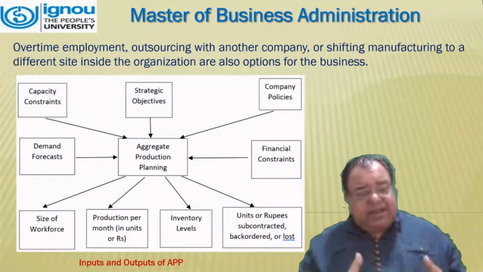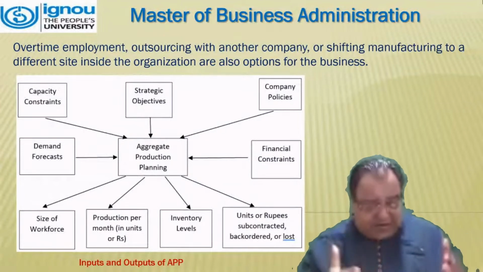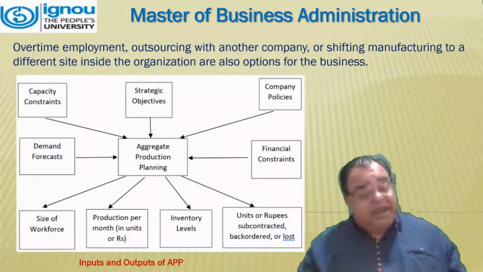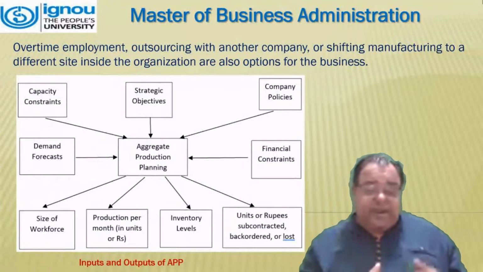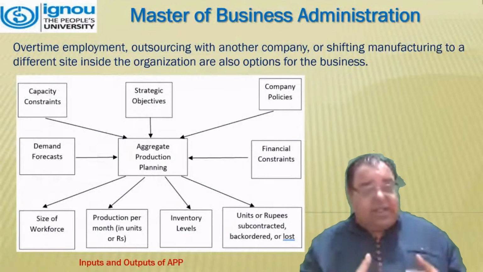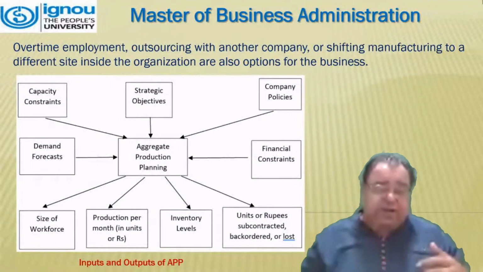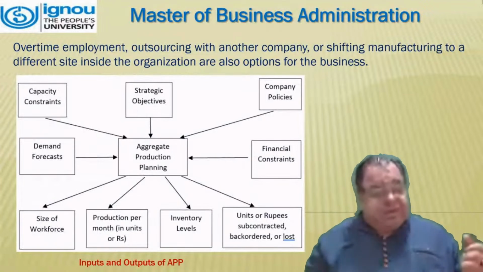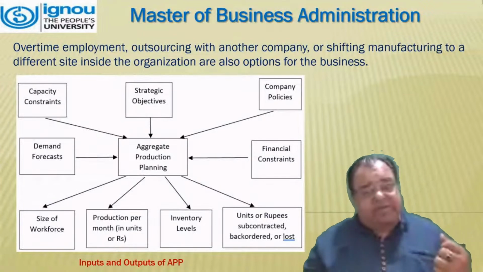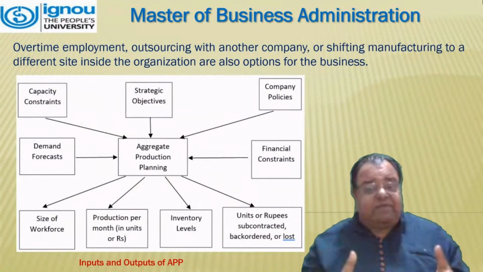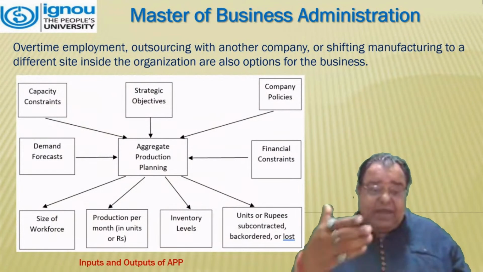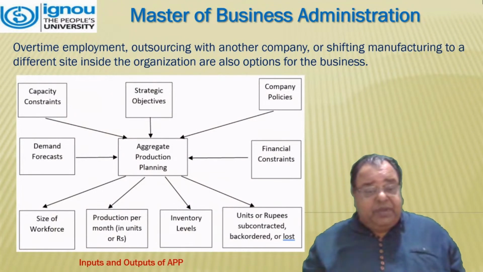Now you can see that there are some arrows which are moving towards aggregate production planning, and there are some arrows which are moving from aggregate production planning. That means those are the results. What we are getting into aggregate production planning is capacity constraints, strategic objectives, company policies, demand forecasts, and financial constraints. This is the input.